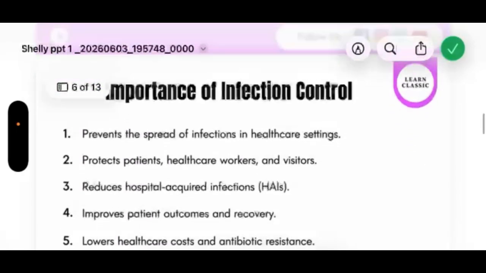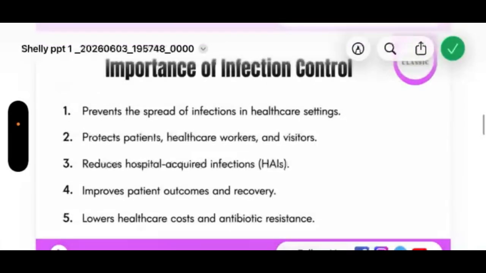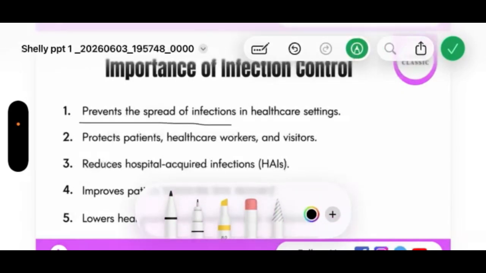Now we will discuss the importance of infection control. Why is infection control to be done? What is its importance? First, to prevent the spread of infections in healthcare settings. We can prevent the spread of infection if we take proper measures, with all kinds of PPE, and use proper hand hygiene techniques every time. Then, protect patients, healthcare workers and visitors.